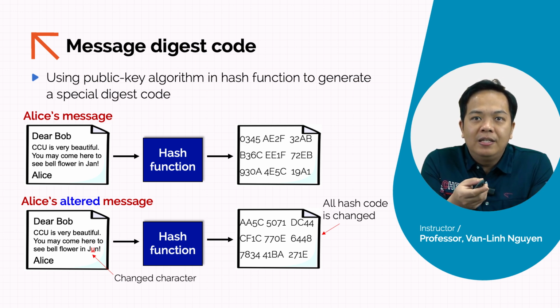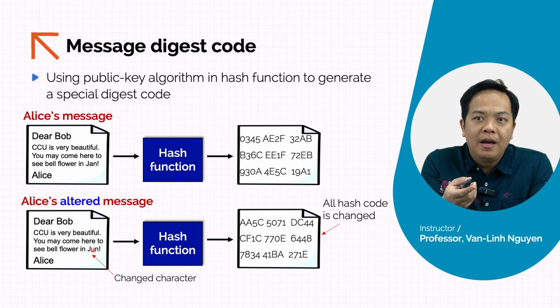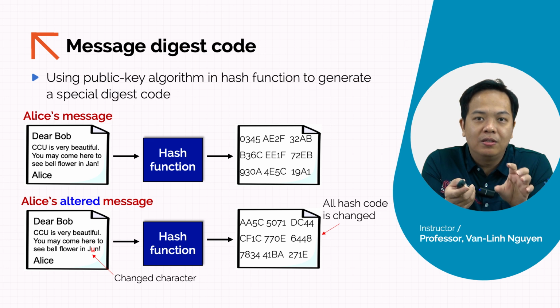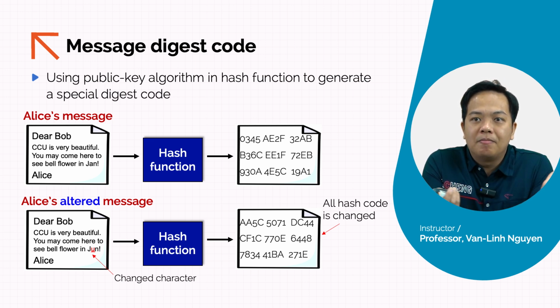So when Alice sends a message, she can include the hash code. And when Bob receives the message, he can compare the hash code with his own hash function. If they are the same, that means the message is okay and no one tried to modify it. But if the hash code is different, that means someone has already tried to modify it. That's a very simple mechanism.